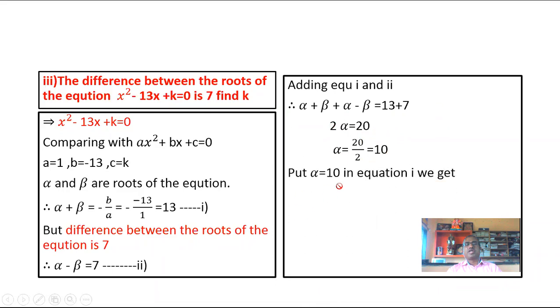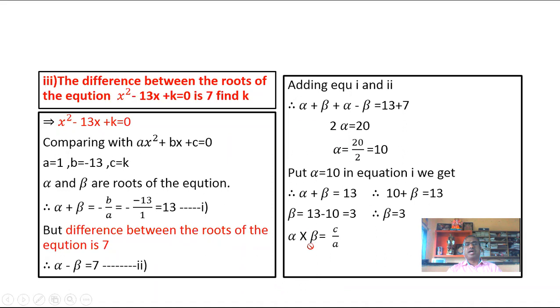Put alpha is equal to 10 in equation 1. We get alpha plus beta is equal to 13. Alpha is equal to 10, so 10 plus beta is equal to 13. 10 goes on RHS side. Then we get beta is equal to 13 minus 10 is equal to 3. Therefore, beta is equal to 3. Here the value of alpha is equal to 10 and beta is equal to 3.